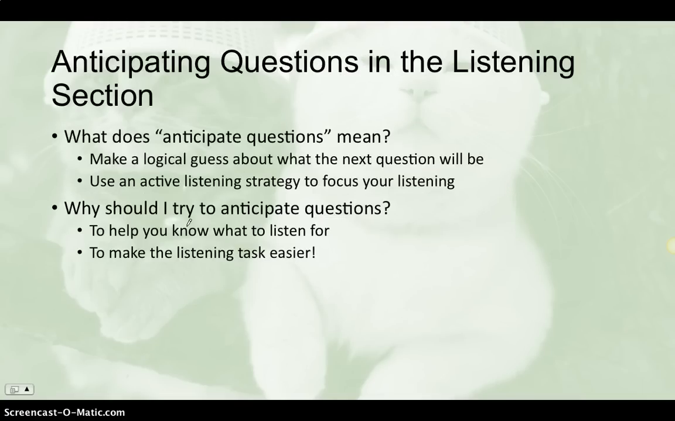Okay, moving on, let's talk about anticipating questions in the listening section. When I say anticipate questions, what I mean is to make a logical guess about what the next question will be. When you do this, you are actively listening and allowing yourself to focus your listening, which will hopefully help you be more successful. You might wonder why you should try to anticipate questions. Well, when you do this, it helps you know what to listen for, and this makes the listening task easier.